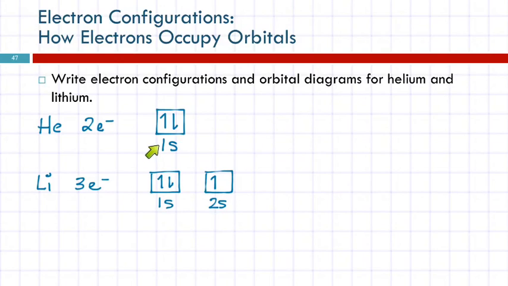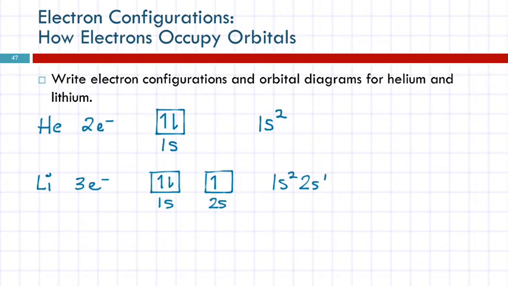So here I have the 1s subshell. So a 1s, and there are 2 electrons in there, so that's 1s2. Saying there are 2 electrons in the 1s subshell. Well, down here I have the 1s with 2 electrons, and I have the 2s with 1 electron. So this is 1s2, 2s1.